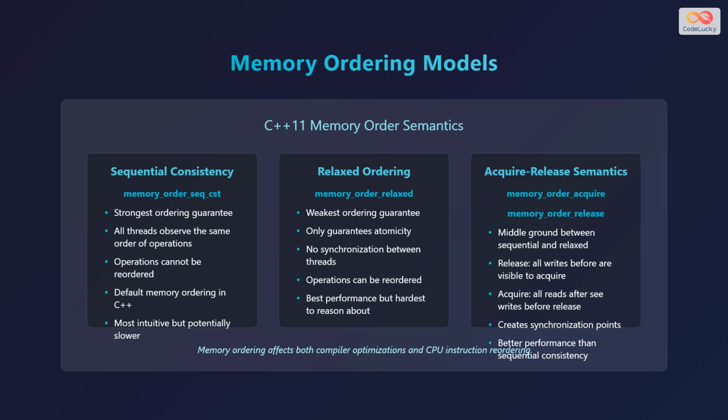Then there is acquire-release semantics, indicated by memory_order_acquire and memory_order_release. This is a middle ground between sequential and relaxed ordering. With release semantics, all writes before the release operation are visible to any thread that acquires the lock. With acquire semantics, all reads after the acquire operation will see any writes that occurred before the release. This creates synchronization points and offers better performance than sequential consistency.